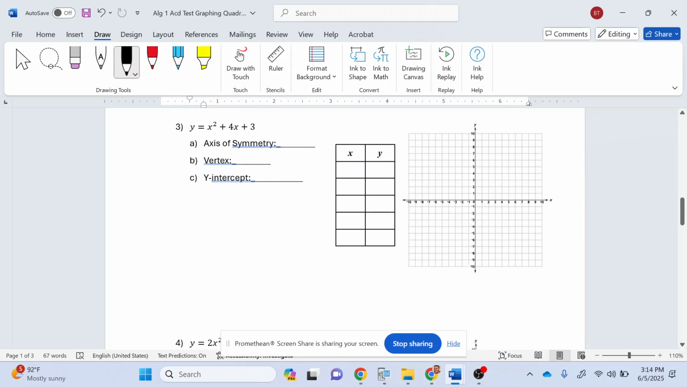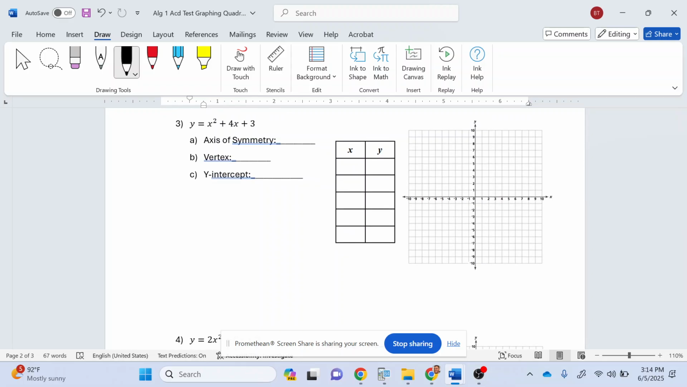All right, this one's nice because now it's all mixed up. So in this case, number 3, my a value is 1, my b value is 4, and my c value is 3. So my axis of symmetry is not going to be 0 this time. It's negative b over 2a. So -4 over 2 times 1, which is -4 divided by 2, -2. So my axis of symmetry is -2, which means the x of my vertex is -2.